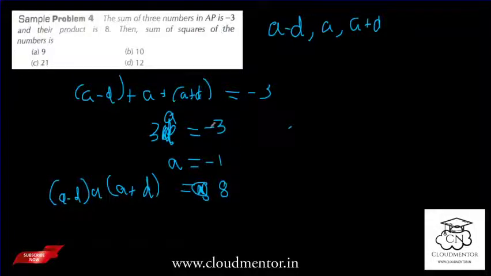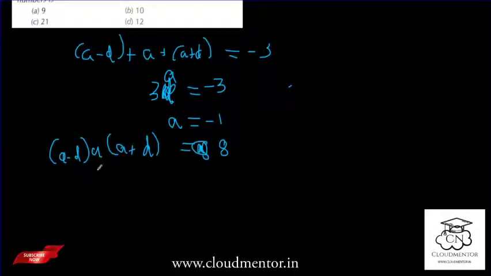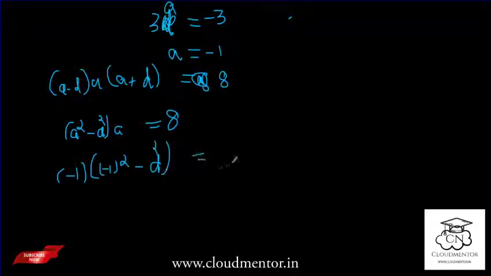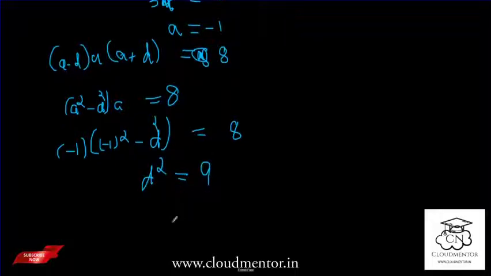There is no d known yet, but we can apply the value of a as -1 here, and before that we know that (a plus d) and (a minus d) we can write as a square minus d square, times a. So that is equal to 8, and now the value of a is -1, so (-1) the whole square minus d square, that is equal to 8. So by the calculation we get d square equal to 9, and d is equal to plus or minus 3. So that's it.